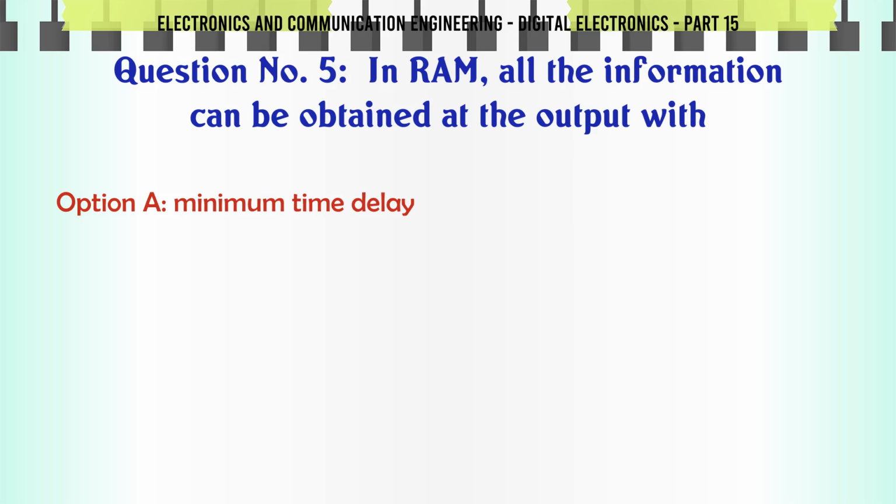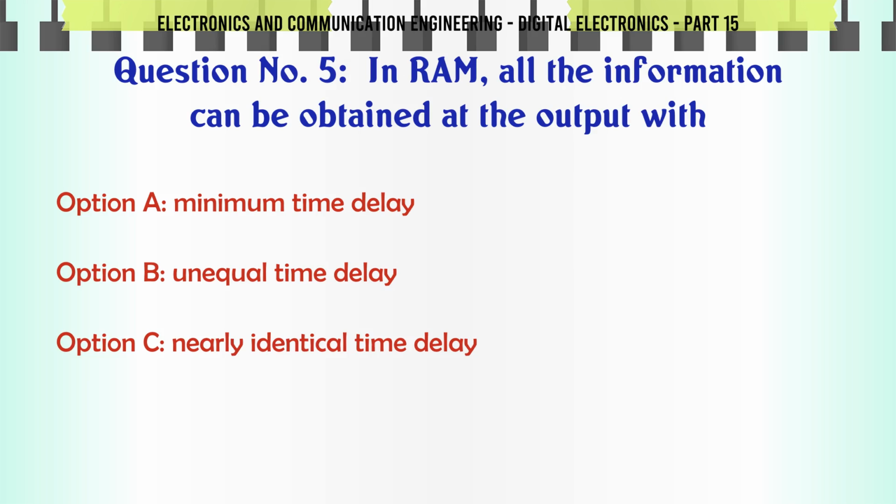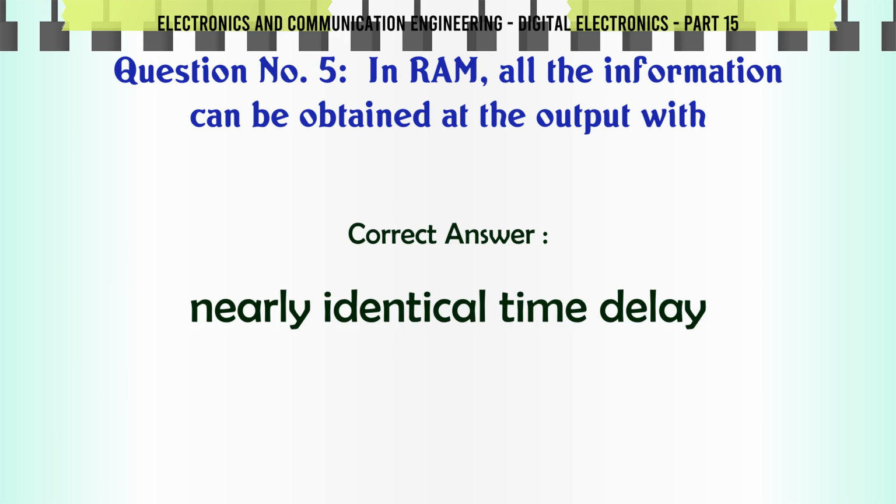In RAM all the information can be obtained at the output with: A. Minimum time delay. B. Unequal time delay. C. Nearly identical time delay. D. Maximum time delay. The correct answer is nearly identical time delay.